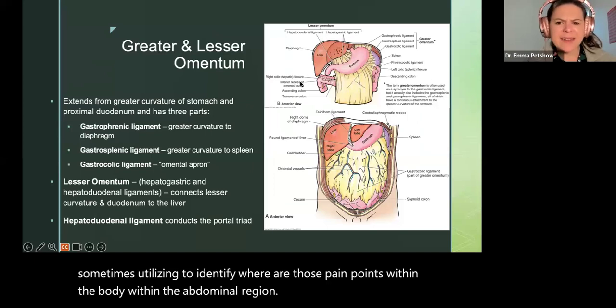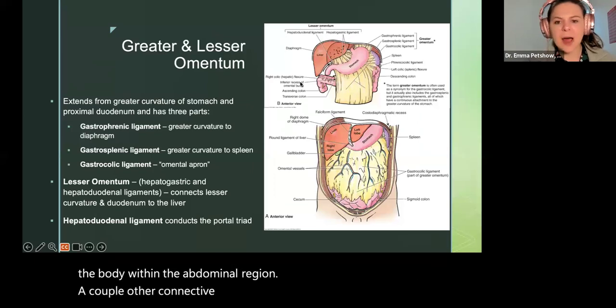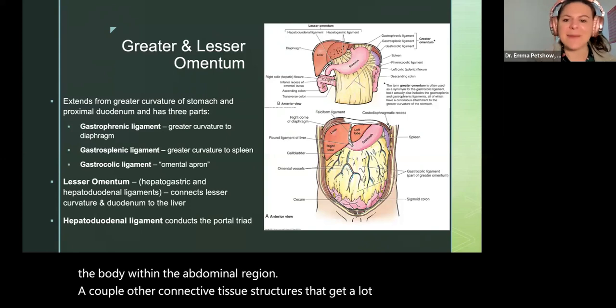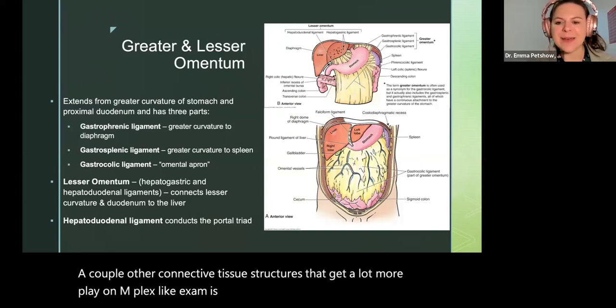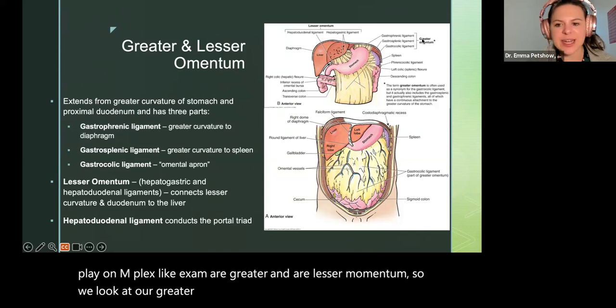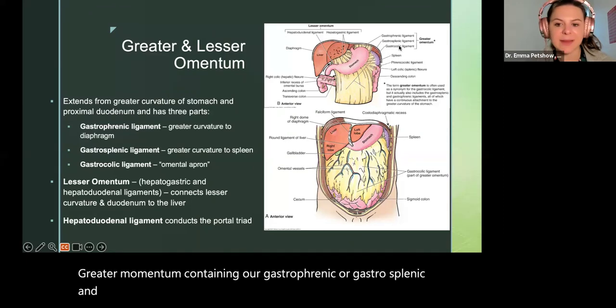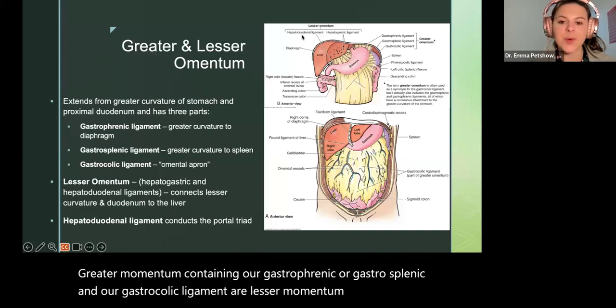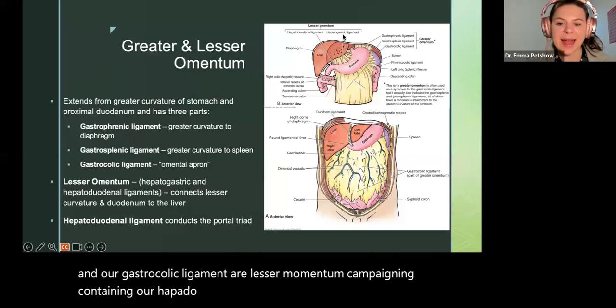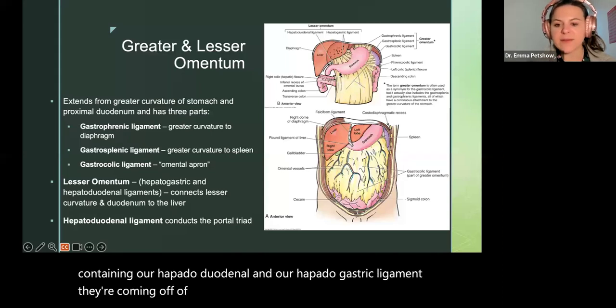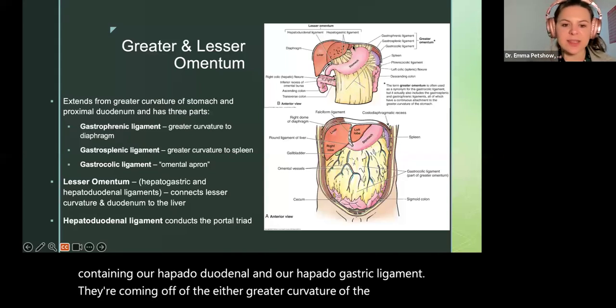A couple of other connective tissue structures that get a lot more play on an NPLEX-like exam are our greater and our lesser omentum. When we look at this picture here, we see the greater omentum containing our gastrophrenic, our gastrosplenic, and our gastrocolic ligament. Our lesser omentum contains our hepatoduodenal and our hepatogastric ligament. They're coming off of either the greater curvature of the stomach or the lesser curvature of the stomach.